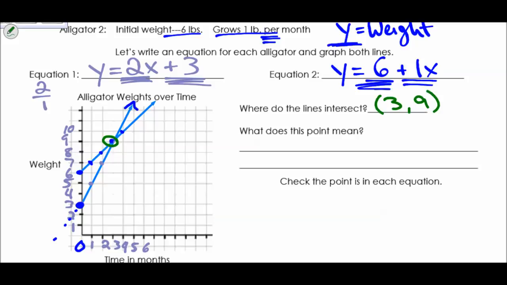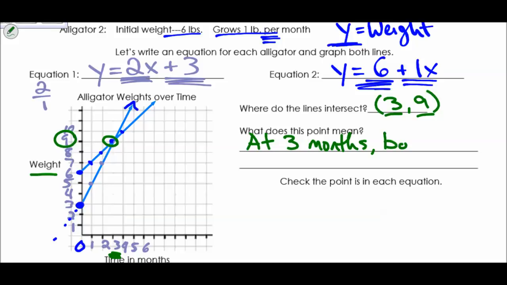What does that point mean? So a point of 3, 9 is talking about 3 for the time and 9 for the weight. So at 3 months, both of these alligators weigh that same amount.